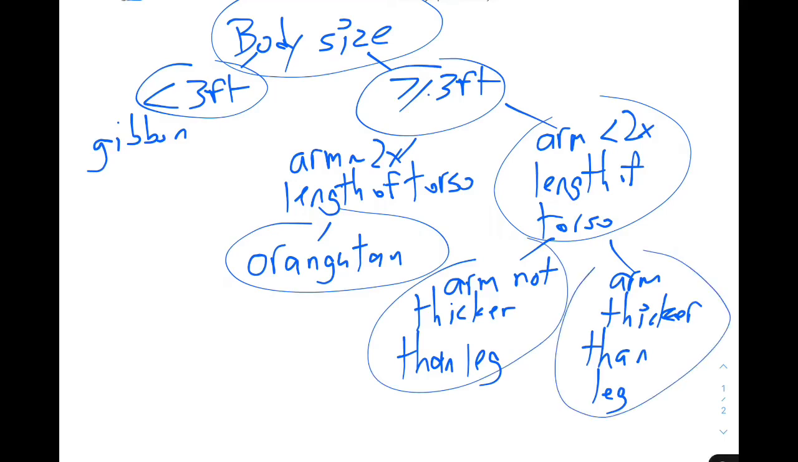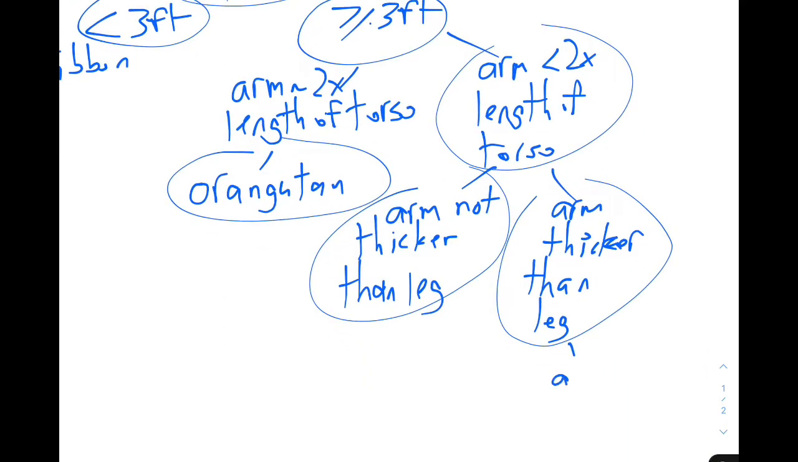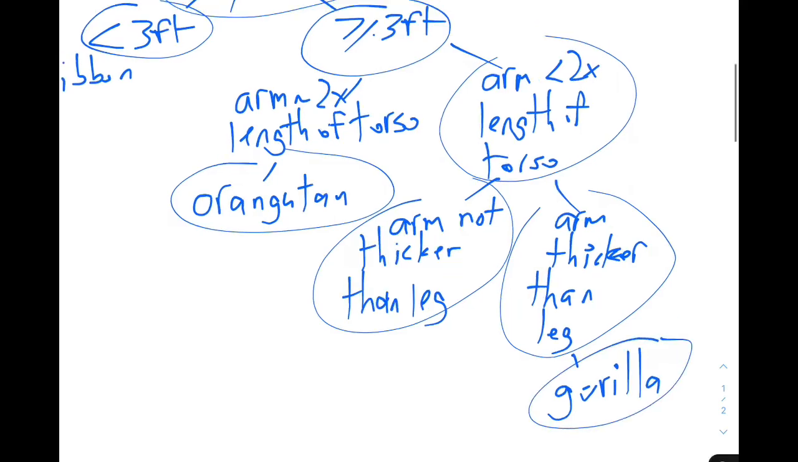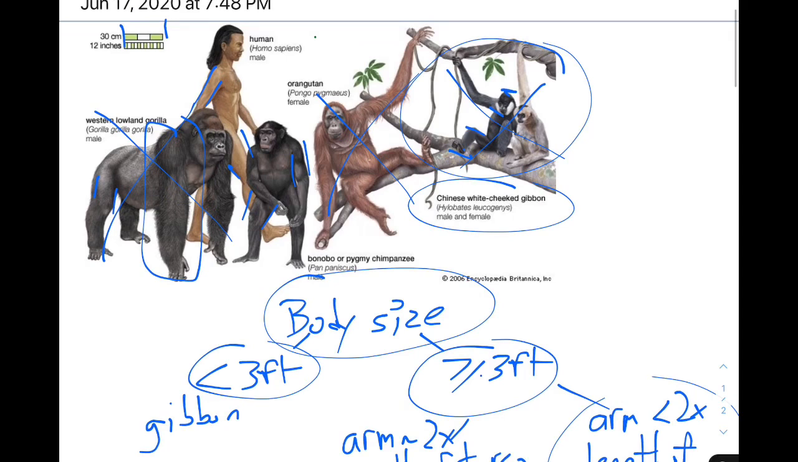The arm that is thicker than the leg is just one. That's the gorilla. And the gorilla, we can then stop thinking about. We don't have to ask questions about it anymore. And the other two, sorry, are the human and the bonobo or the chimpanzee. And we have to ask something about them.